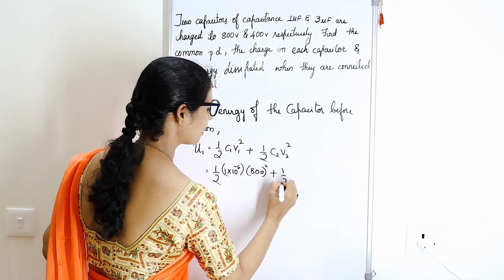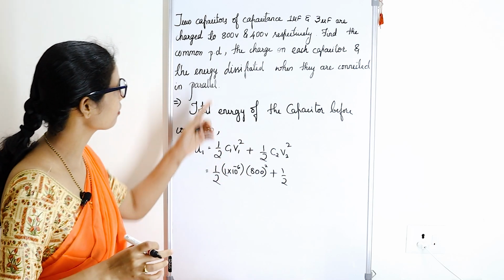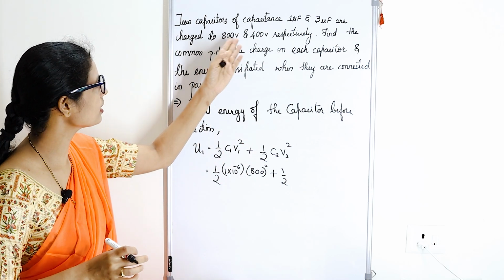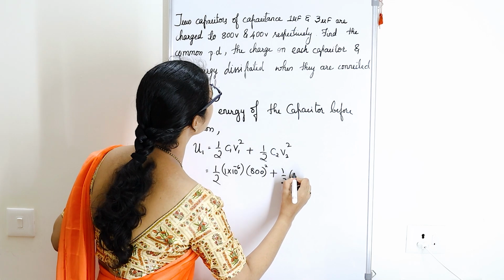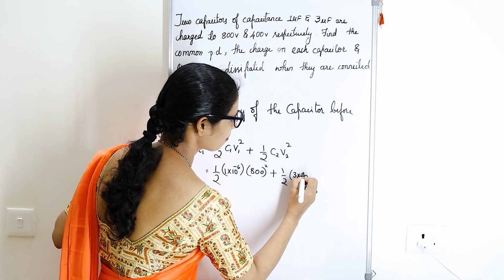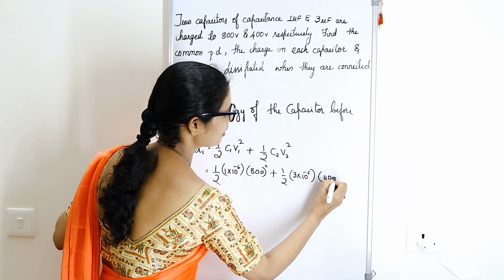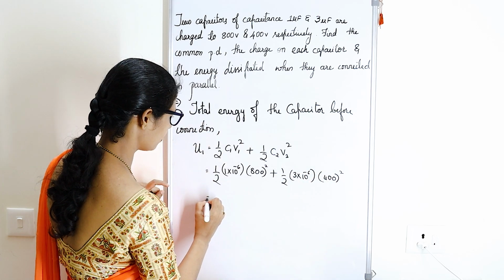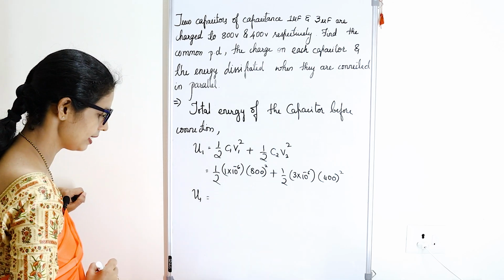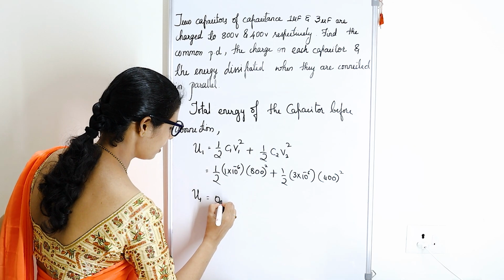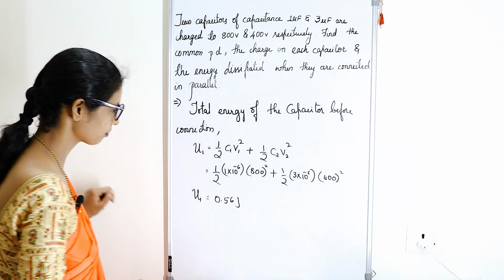You will write the values of potential difference from the question. Plus half C2, which is 3 into 10 to the power of minus 6, and V2 is 400, the whole square. So calculate and get the value for U1. So U1 value is 0.56 joules.